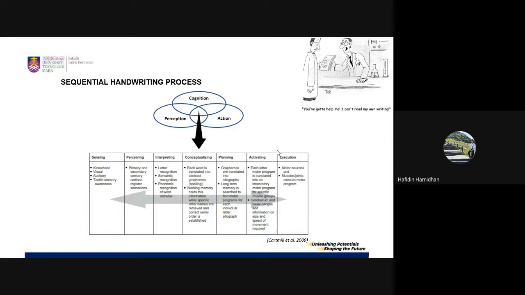Maksudnya keupayaan kognitif dekat brain dia akan interpret apa motor program yang dia nak execute. Motor program ni kemudian dia akan diterjemahkan kepada specific control of instruction. Bahagian otak akan produce motor impulses untuk bagi arahan dekat muscle group, dekat tangan apa semua, untuk produce movement yang diperlukan untuk handwriting tersebut. Kemudian proses execution tersebut melibatkan muscle dan joint untuk produce appropriate letter. Seterusnya.